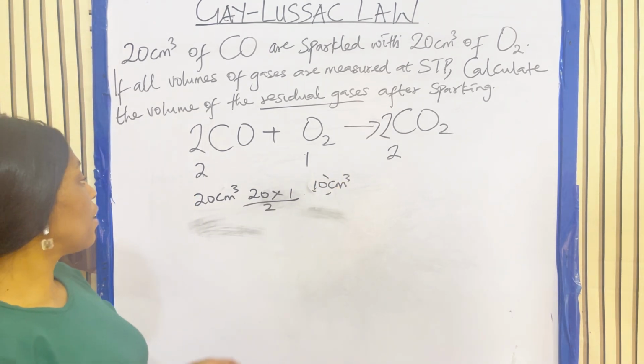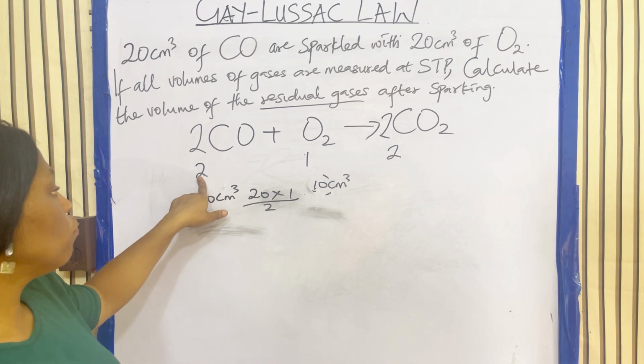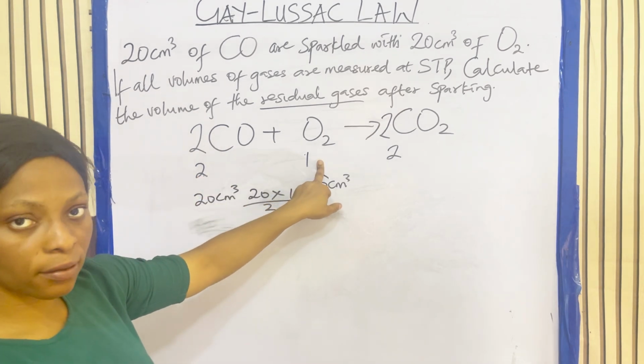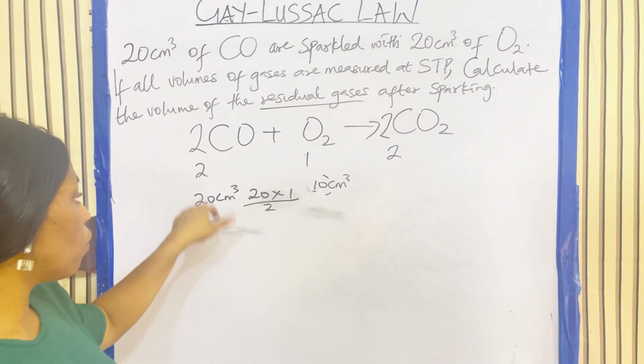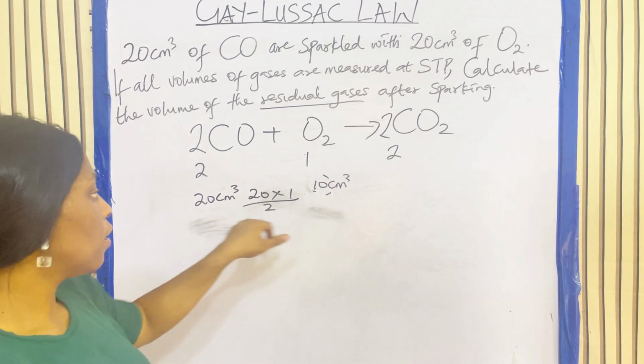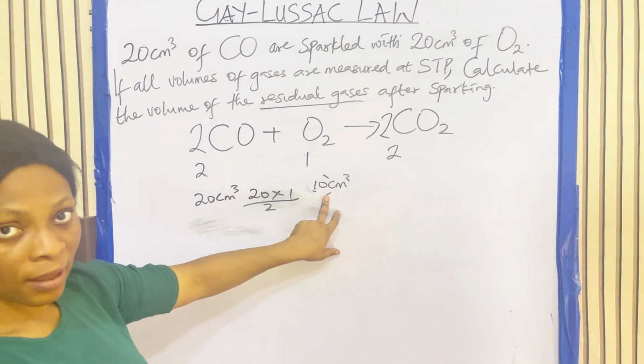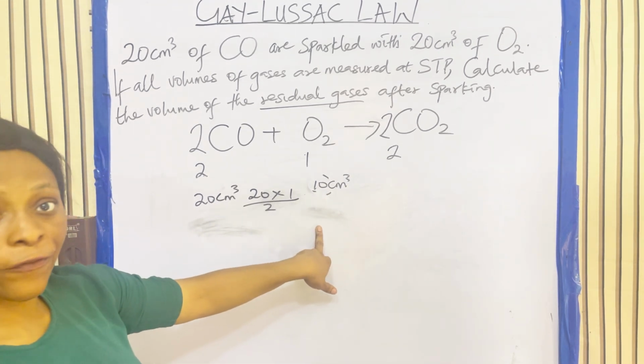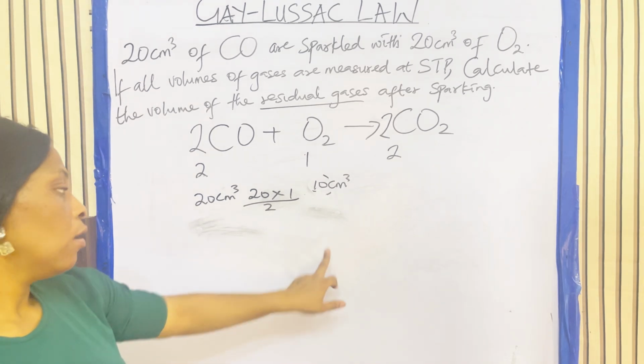Good. So that tells you that for every 2 of these, you have 1. So if you have 20 here, you are having how many here? 10. And if you have 30 here, you're having 15 here. Is that okay? All right.